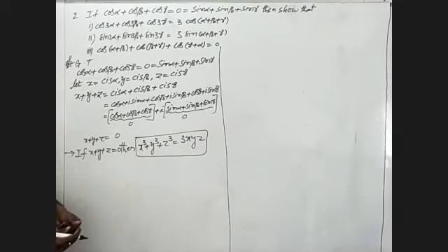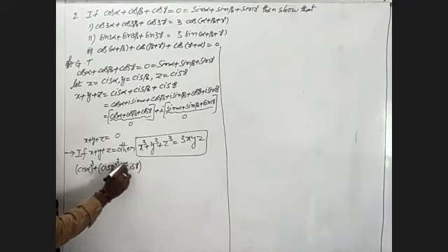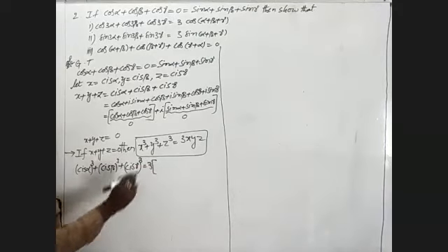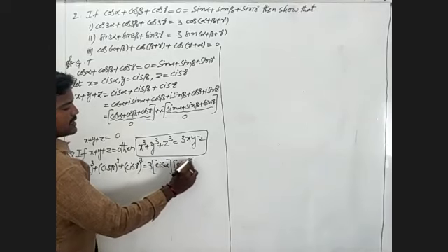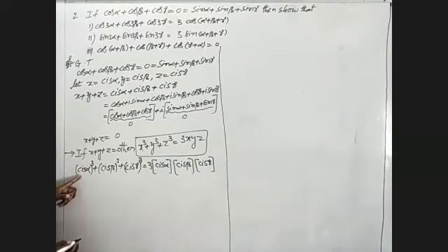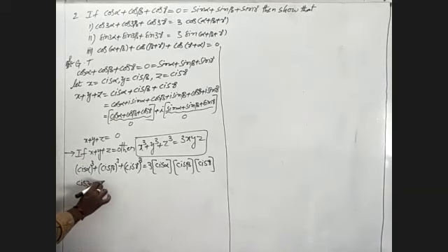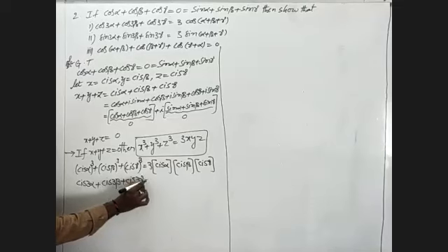Where x is cis alpha, y is cis beta, z is cis gamma, that is cis alpha whole cube plus cis beta whole cube plus cis gamma whole cube is equal to 3 into cis alpha, cis beta, cis gamma. We observe cis alpha whole cube, that we write as cis of 3 alpha, plus cis of 3 beta plus cis of 3 gamma.